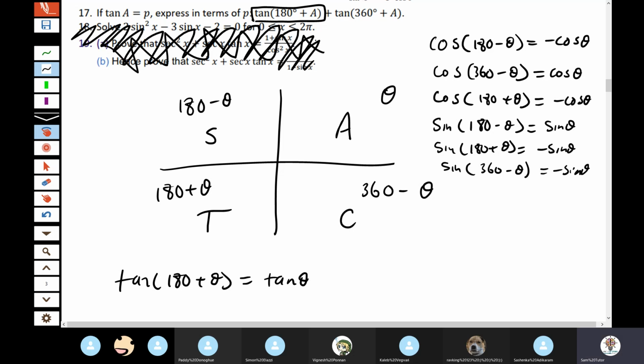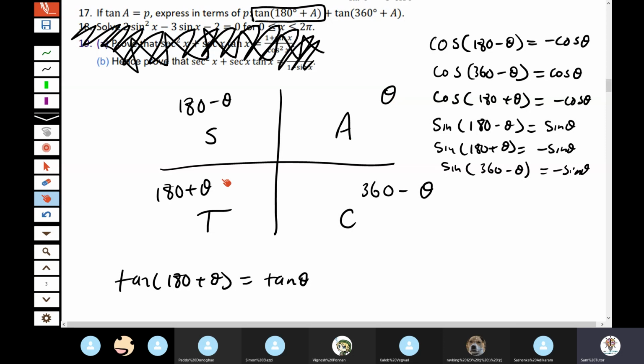Because the 180 plus theta is in the tan region, therefore it will be positive. It will be itself positively. Because remember, this and this are the same. They're both positive. Does that make sense? So it's going to be tan of theta.